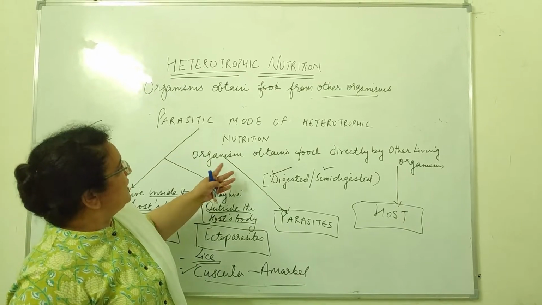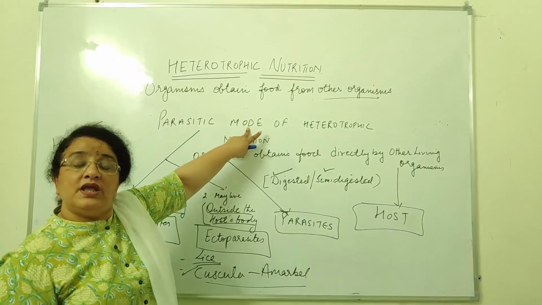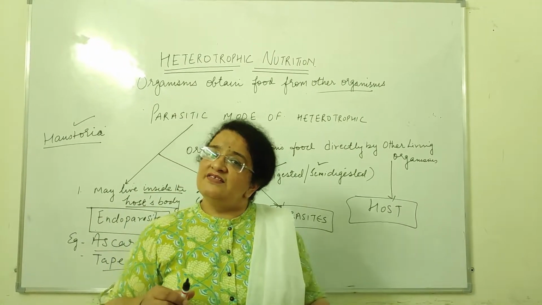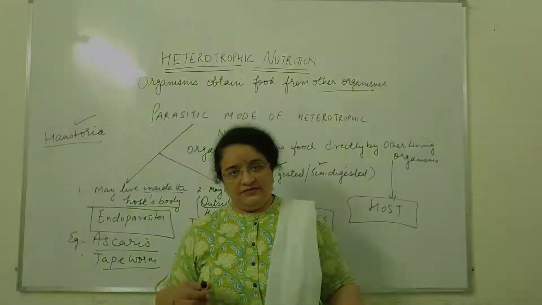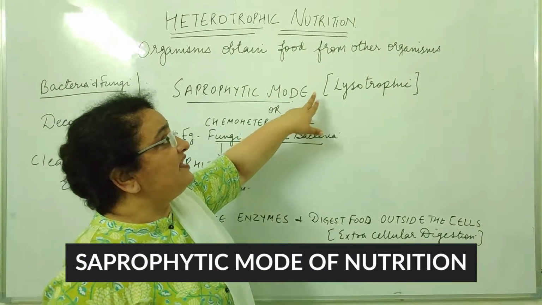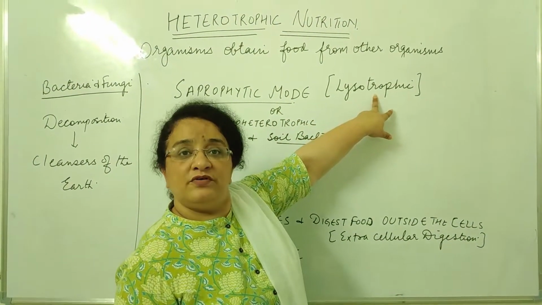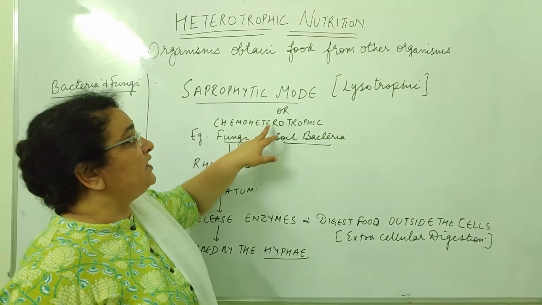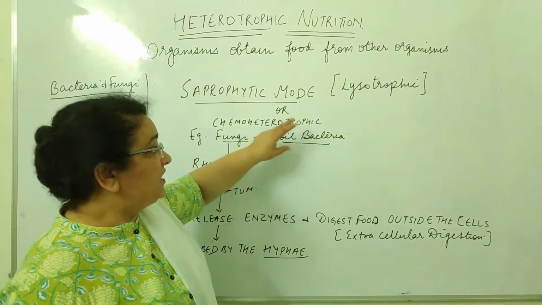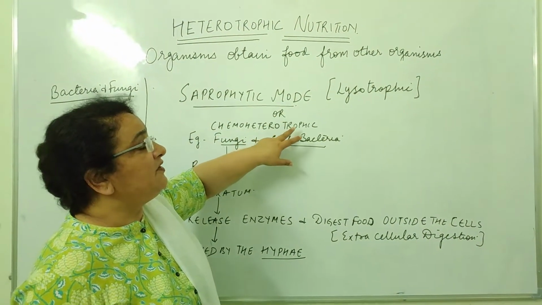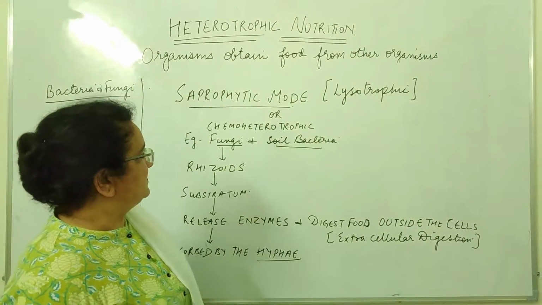So with this we come to the end of the parasitic mode of nutrition, and the next mode of nutrition which we will be discussing is the saprophytic mode of nutrition. Now, the saprophytic mode of nutrition, we also call it the lysotrophic mode of nutrition, or it is also known as the heterotrophic mode of nutrition. Chemo stands for chemical and hetero, as you know, means obtaining food from other organisms.